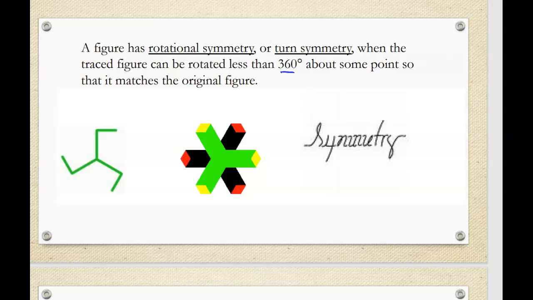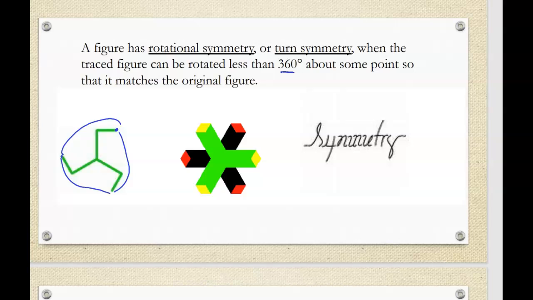So in this figure, if I turn this point to here, or let me actually go, this point can come here. That would be a rotational symmetry. And then I could go here, and I could go here. So notice I could make 3 turns to get back to my original spot.